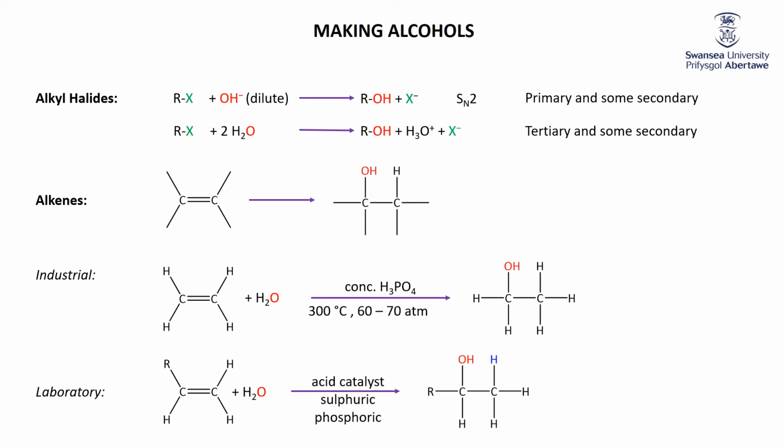React it up with water with a sulfuric acid catalyst or a phosphoric acid catalyst to get this species here, the alcohol there. Now I've put an R group on one of the alkene carbons to emphasize that this is an addition reaction. It obeys Markovnikov rules. It works best for tertiary, better than secondary, better than primaries, and it goes via a carbocation mechanism.